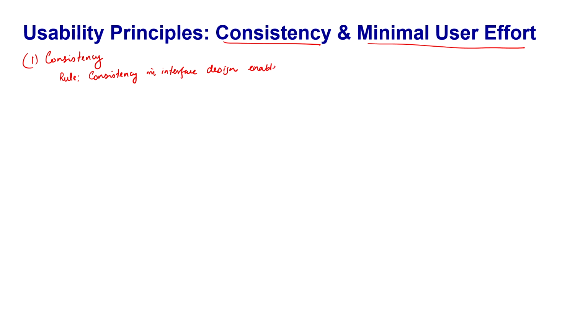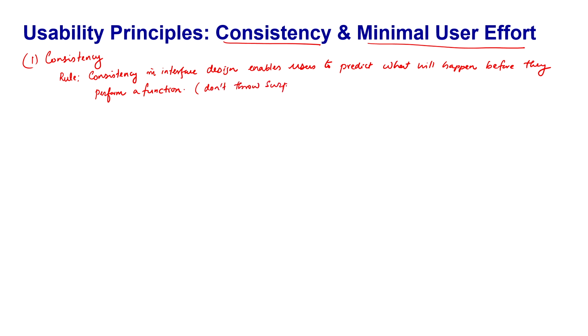Consistency enables users to predict what will happen before they perform a function. It is like, so that means do not throw any surprises. So, consistency allows the user or the decision maker to predict what will happen before they perform a function, before they click something, before they go through what will happen.